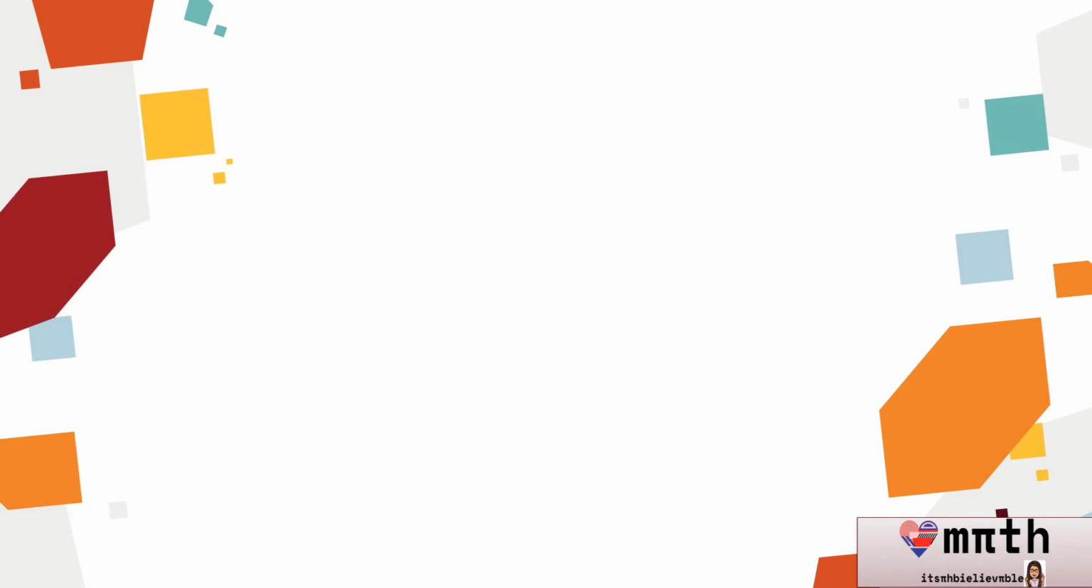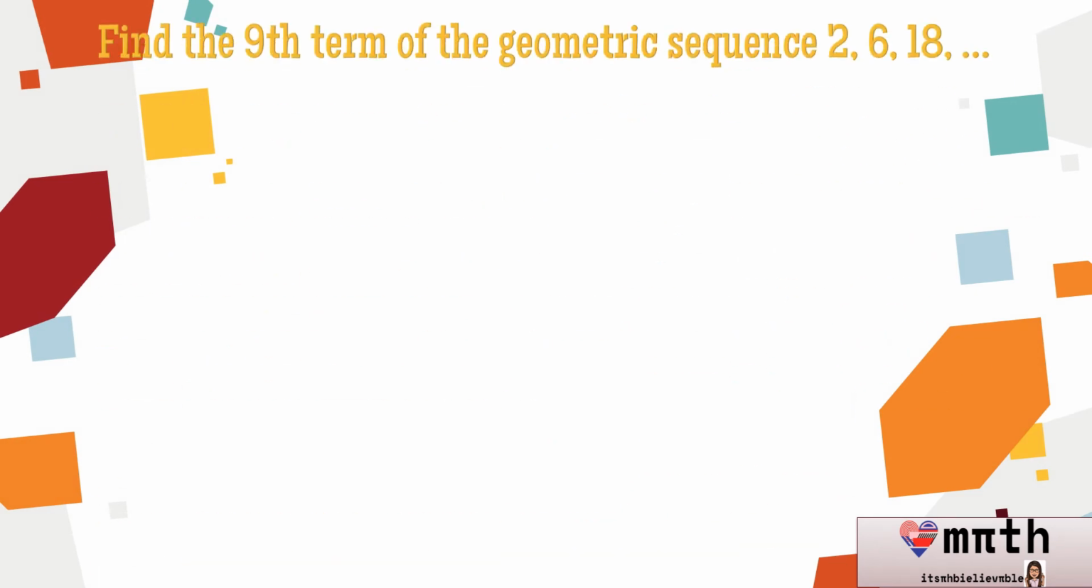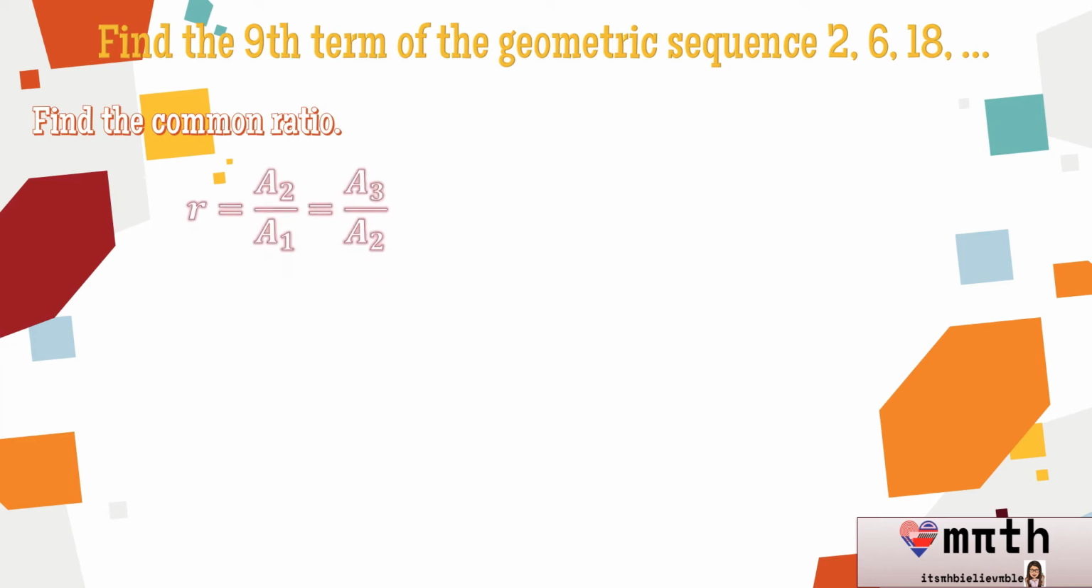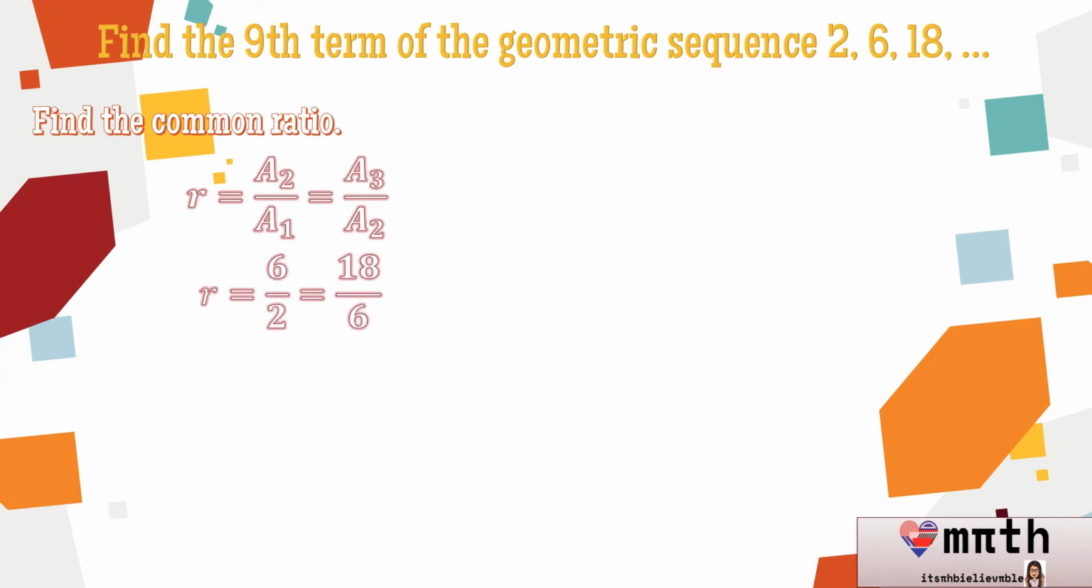For example number 2, find the 9th term of the geometric sequence 2, 6, and 18. Let us find first the common ratio. That would be the second term divided by the first term, and the third term divided by the second term, which is 6 divided by 2 and 18 divided by 6, which is both equal to 3. So our common ratio is 3.